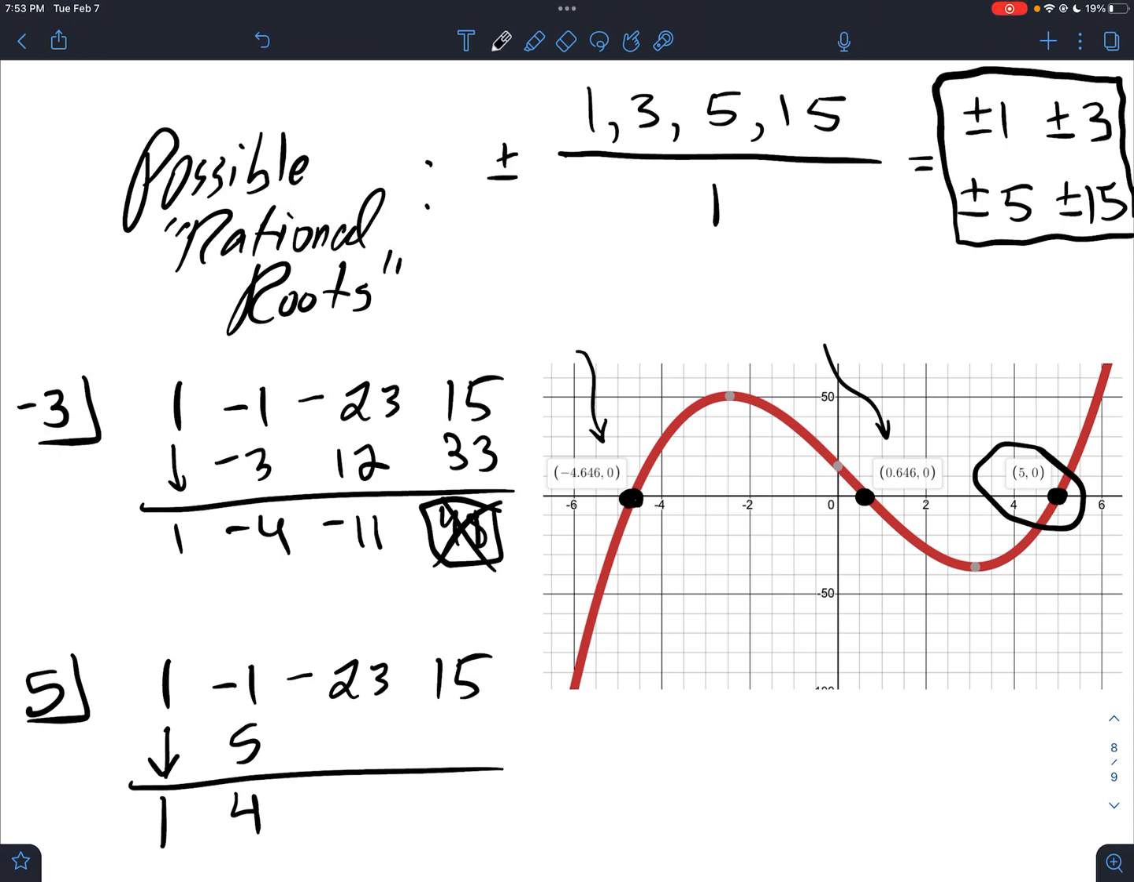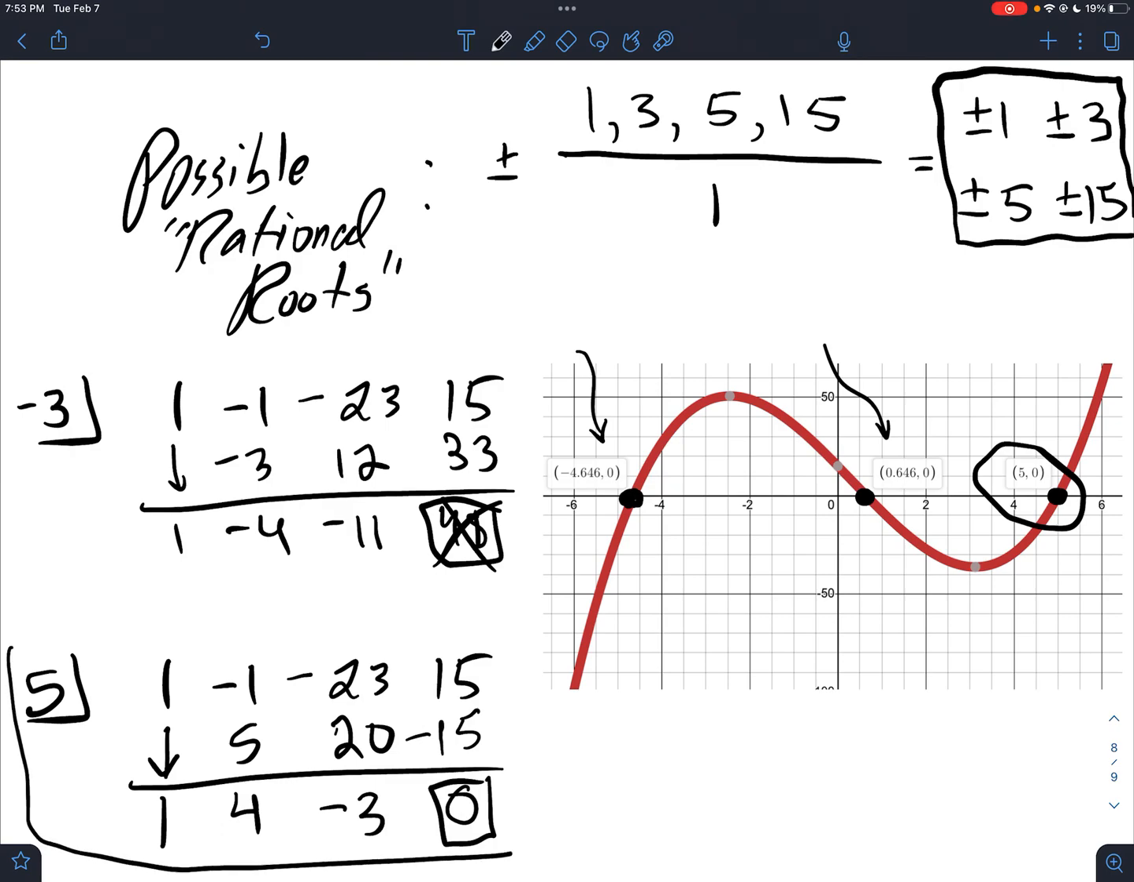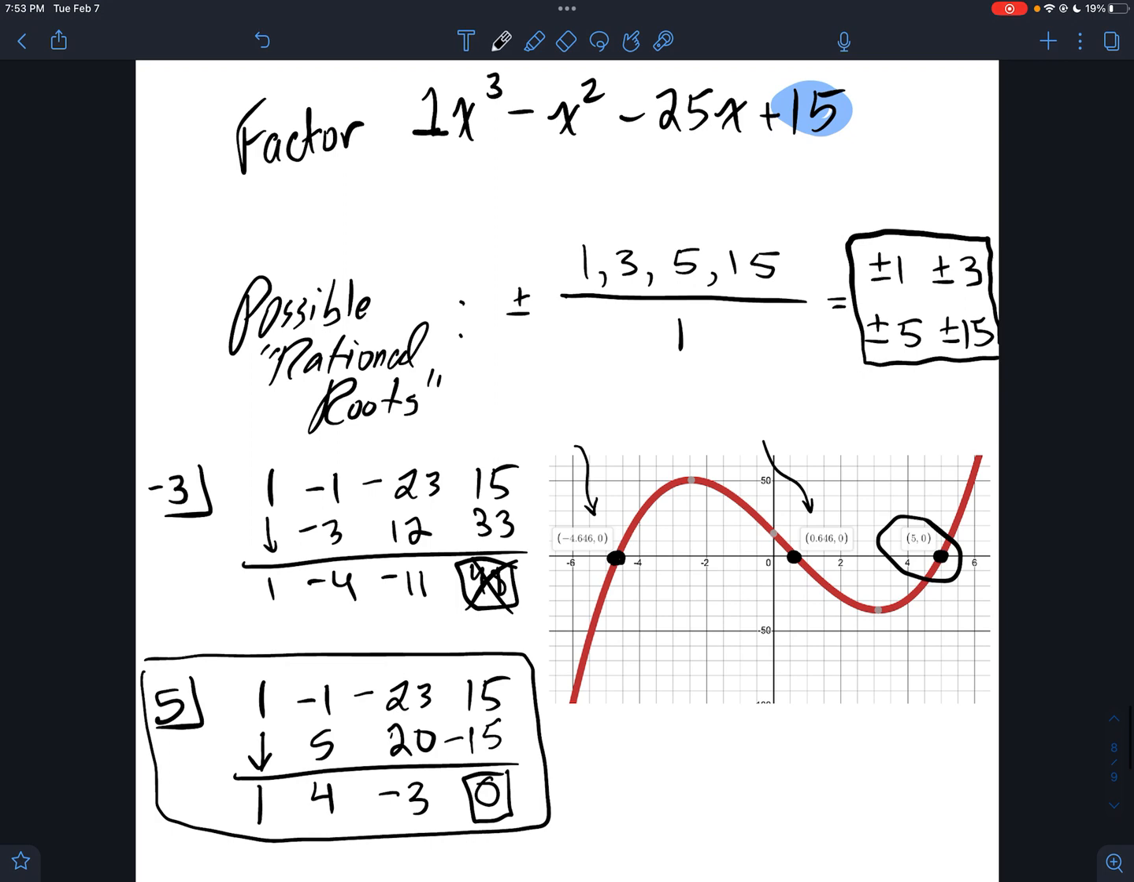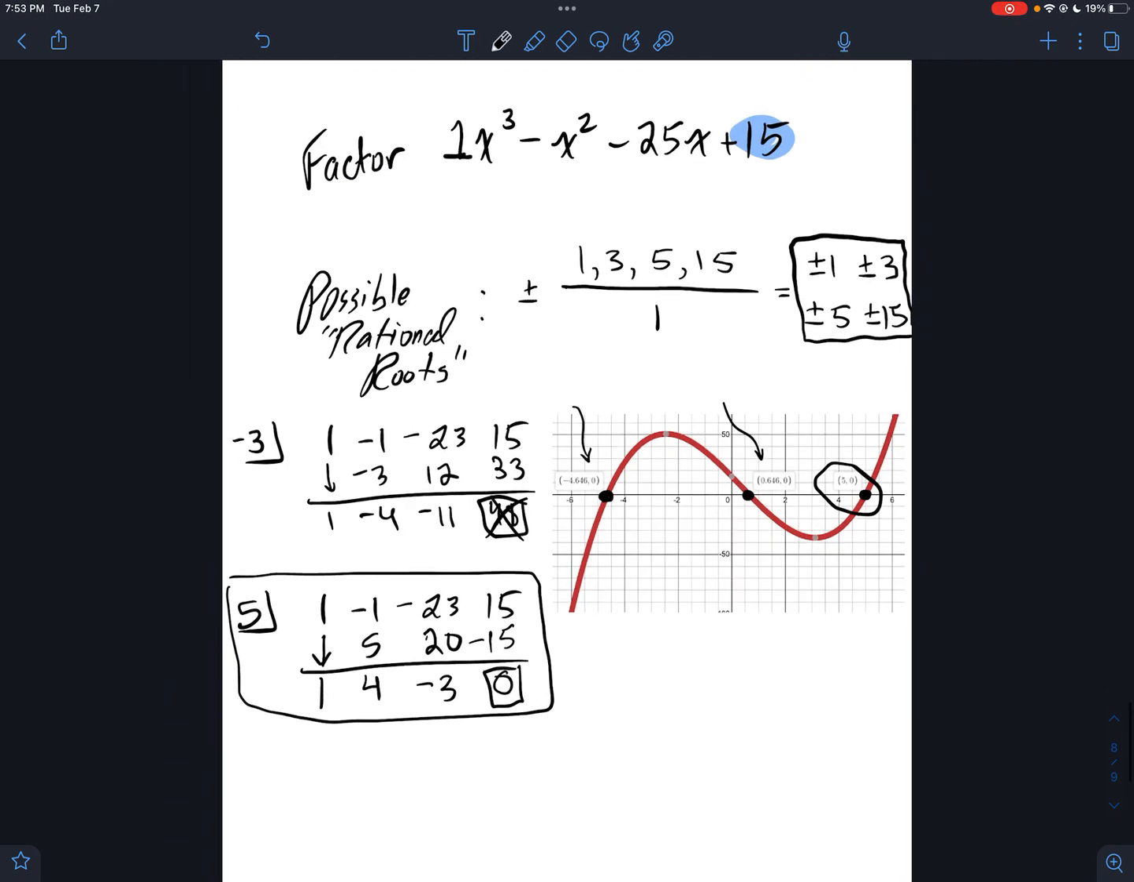bring down the 1, multiply by 5, add down, right? Multiply times 5, add down, multiply times 5, add down, we get the magic 0. And it's this picture that tells us how our cubic factors.